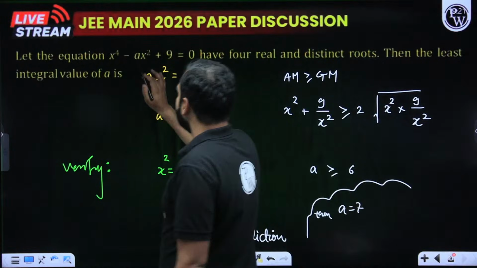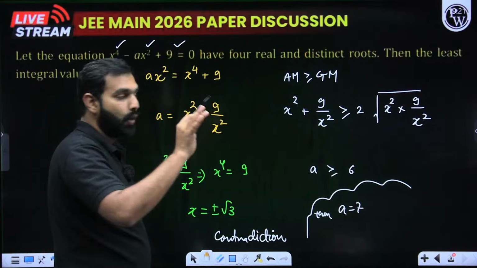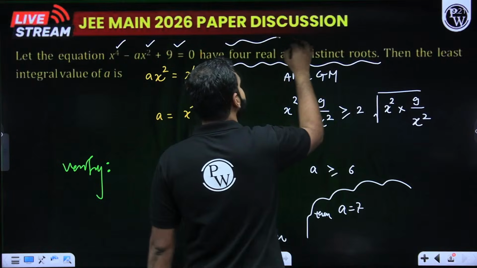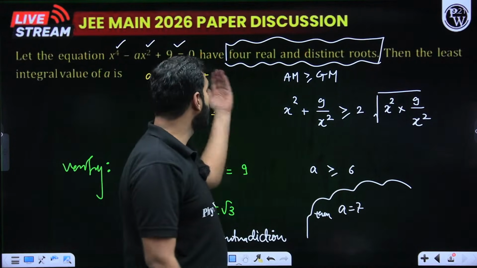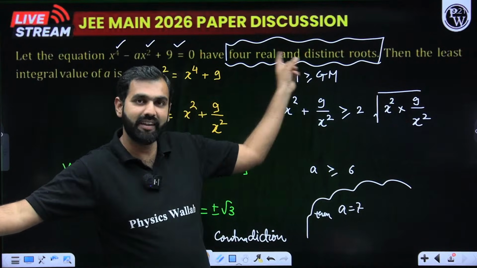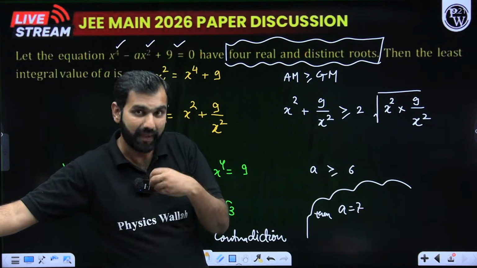Here, this is a biquadratic: x to the power 4 minus a x square plus 9. What are we told? It has 4 real and distinct roots. So they are saying something, because there must be something behind that. They don't give you anything redundant, anything extra. So this must have its own significance in this question, which we may use sometime.